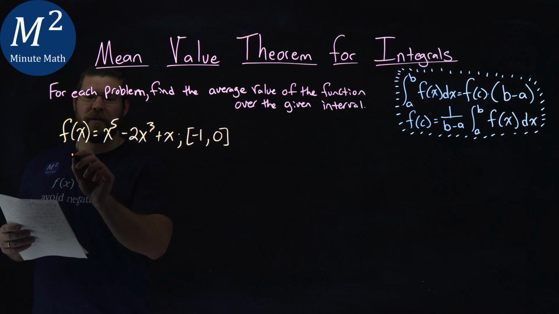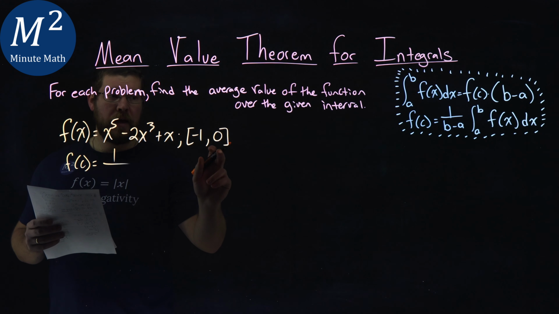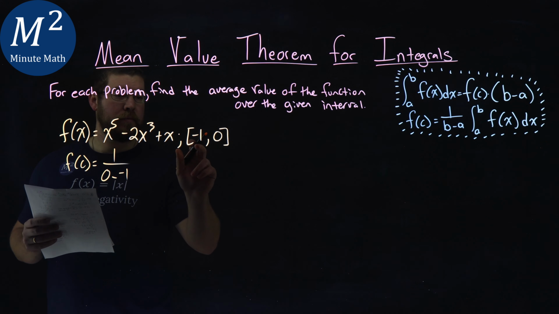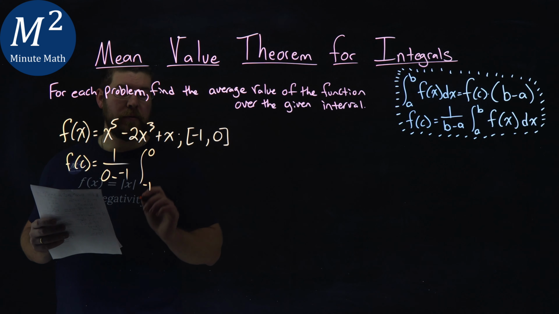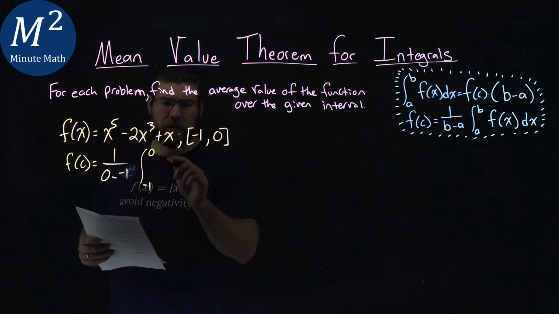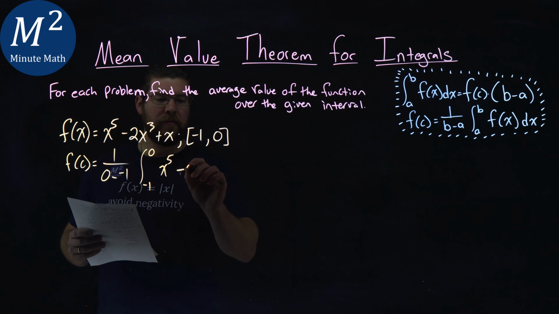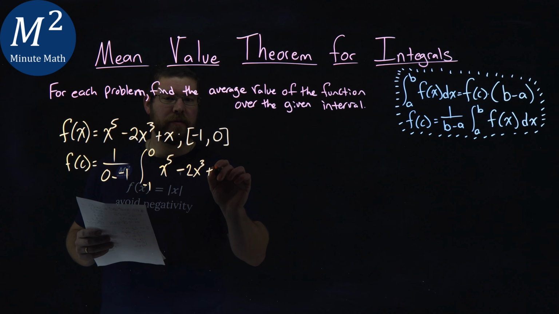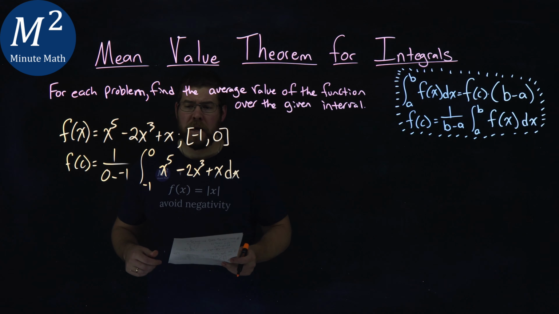So our formula tells us that f of c is equal to 1 over b minus a, 0 minus -1, that being the a value, times the integral on the interval of -1 to 0, a to b, of our function, x to the fifth minus 2x to the third plus x dx. Alright, we've set it up.